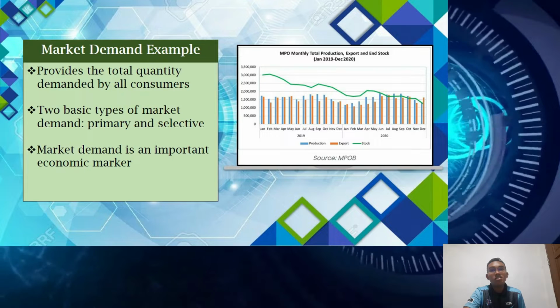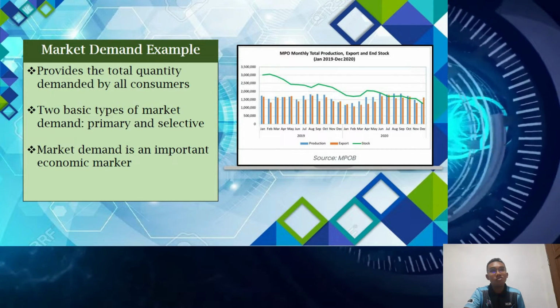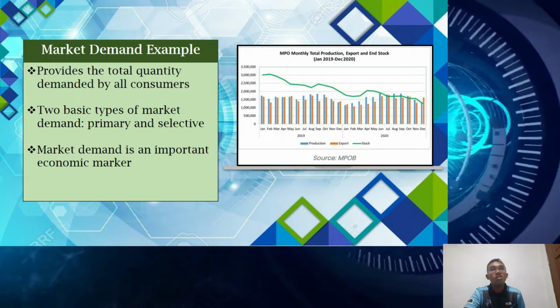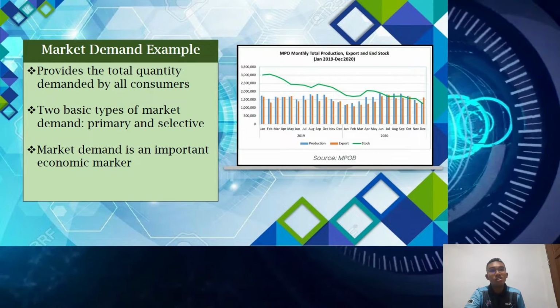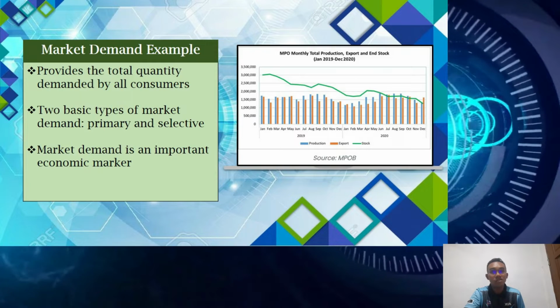The market demand is an important economic marker because it reflects the competitiveness of a marketplace, consumer willingness to buy a certain product, and the ability of a company to leverage itself in a competitive landscape.